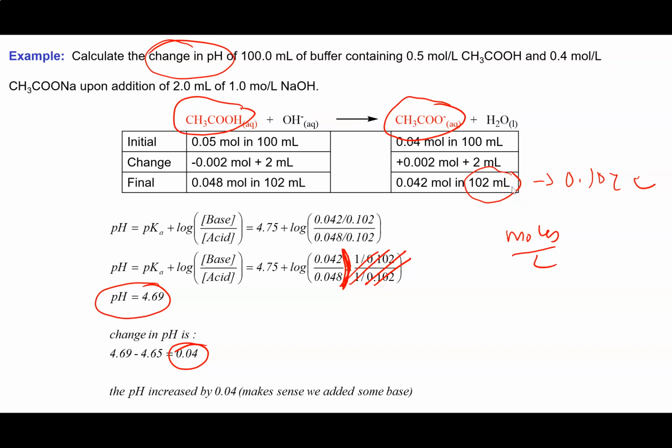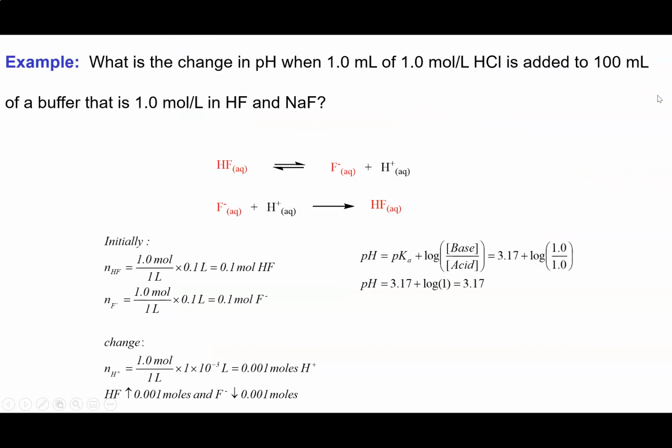So now it would be a good opportunity to do a buffer calculation, where this time we're going to take a buffer, and instead of adding some base to it, we're going to add a little bit of acid, and we'll see what happens. Now in this case, there should be a modest decrease in the pH. So we're going to be adding 1 ml of the strong acid HCl, and the concentration of that acid is 1 mole per liter.